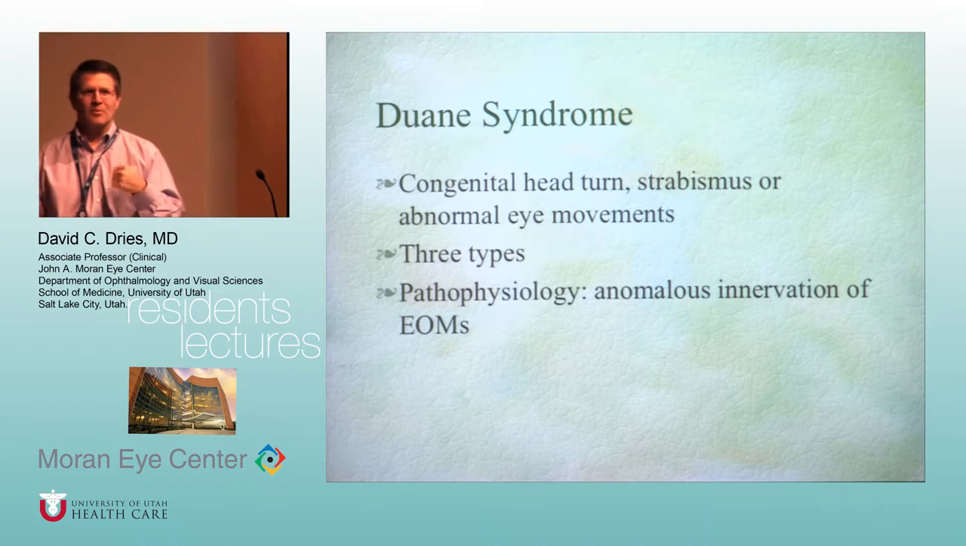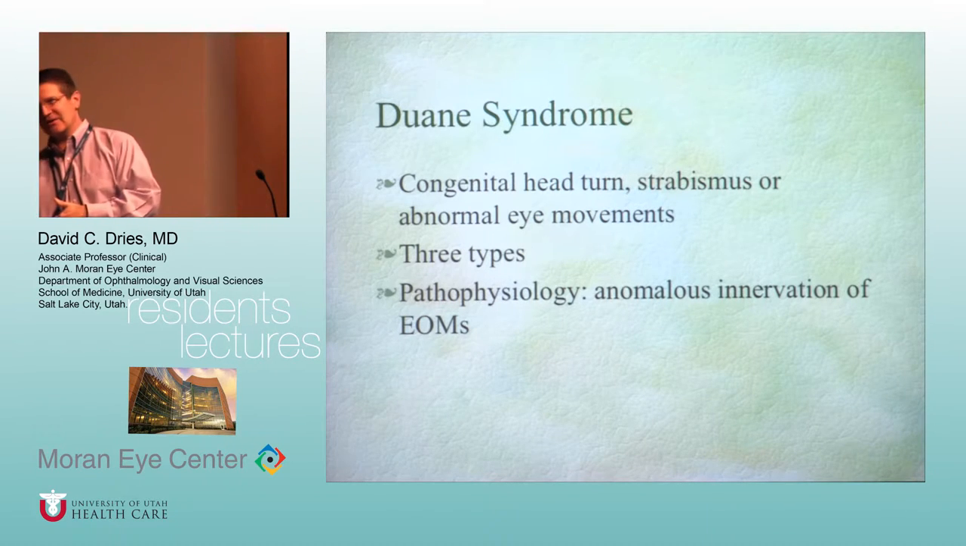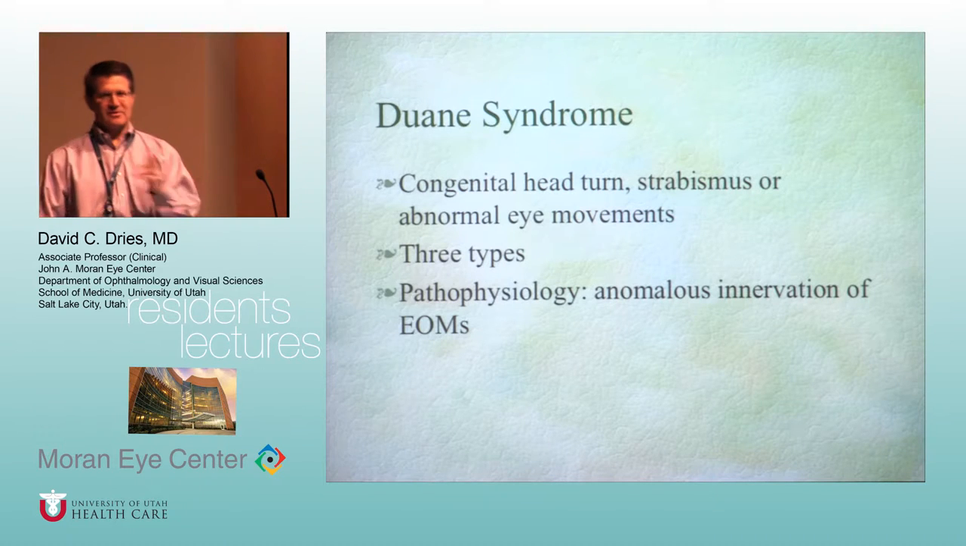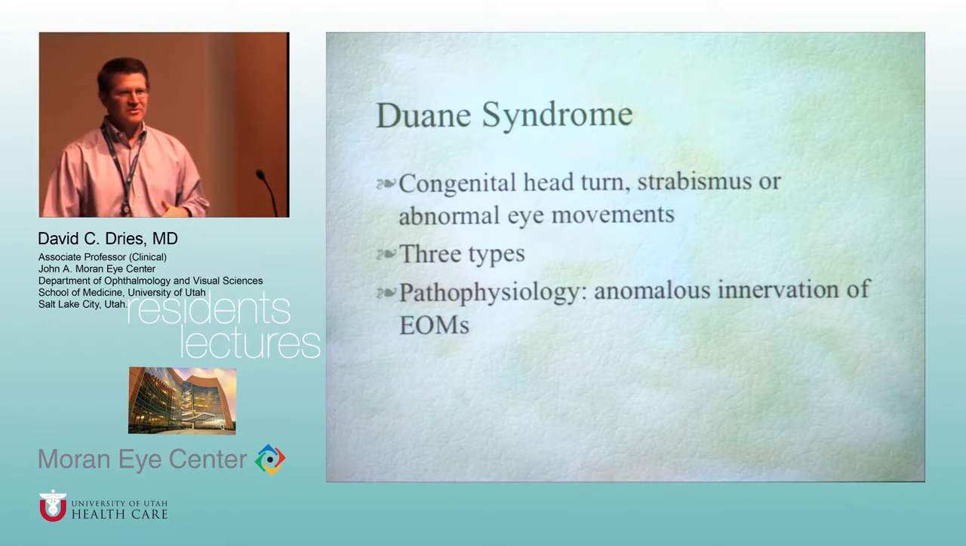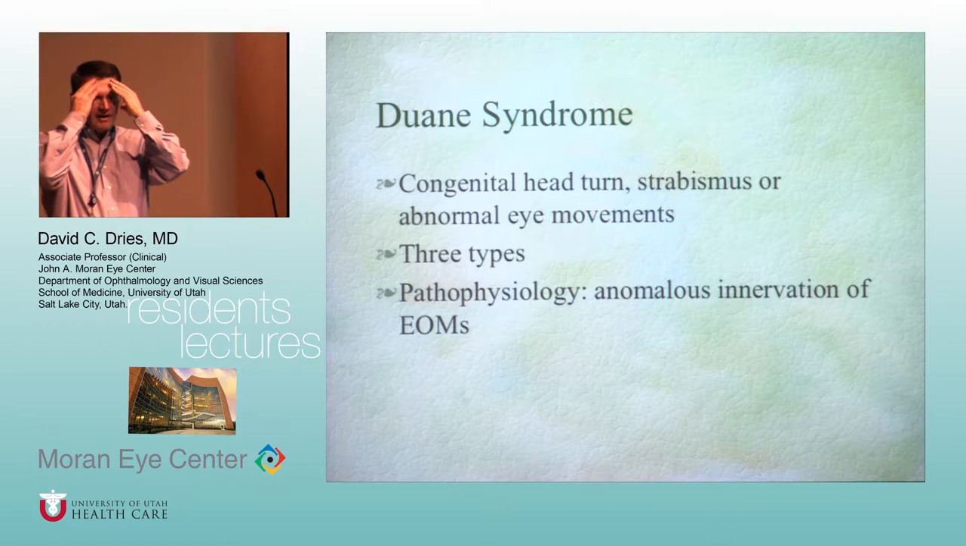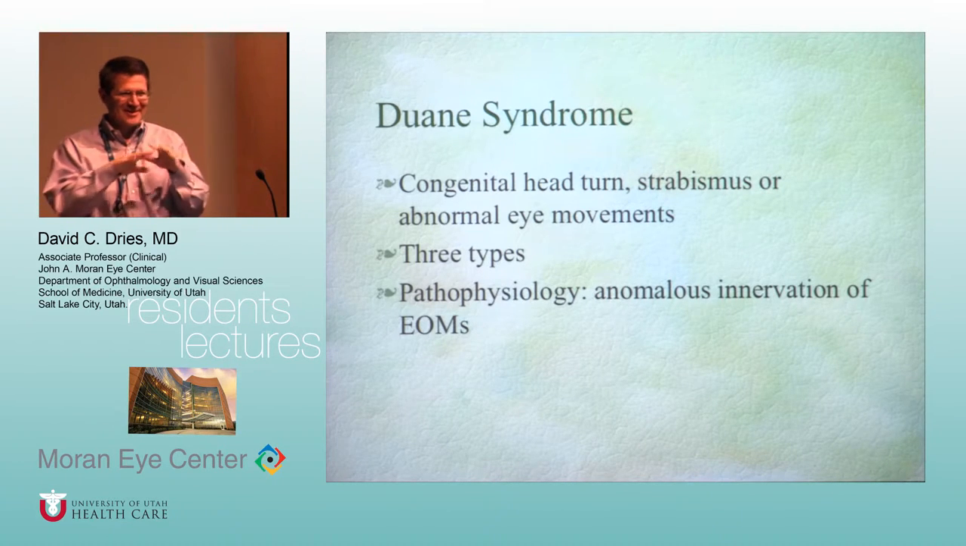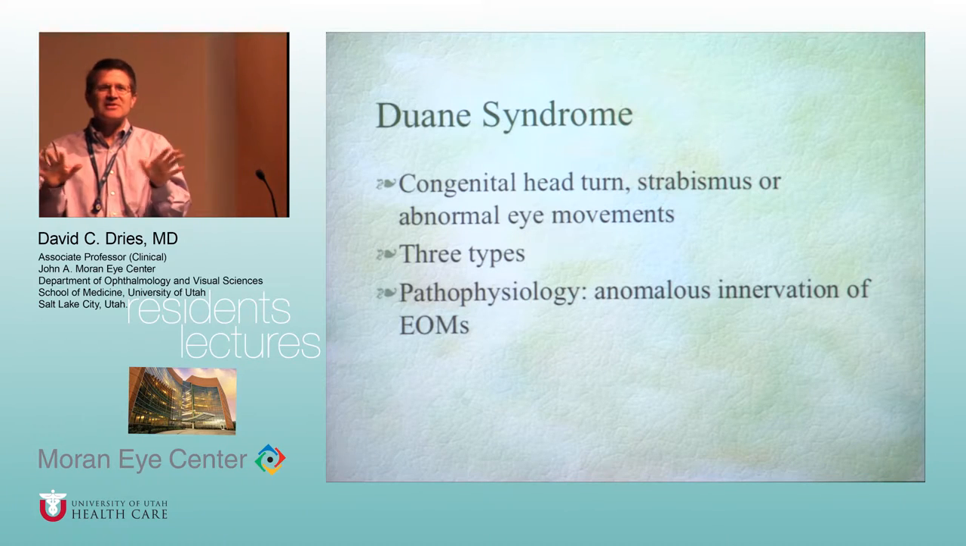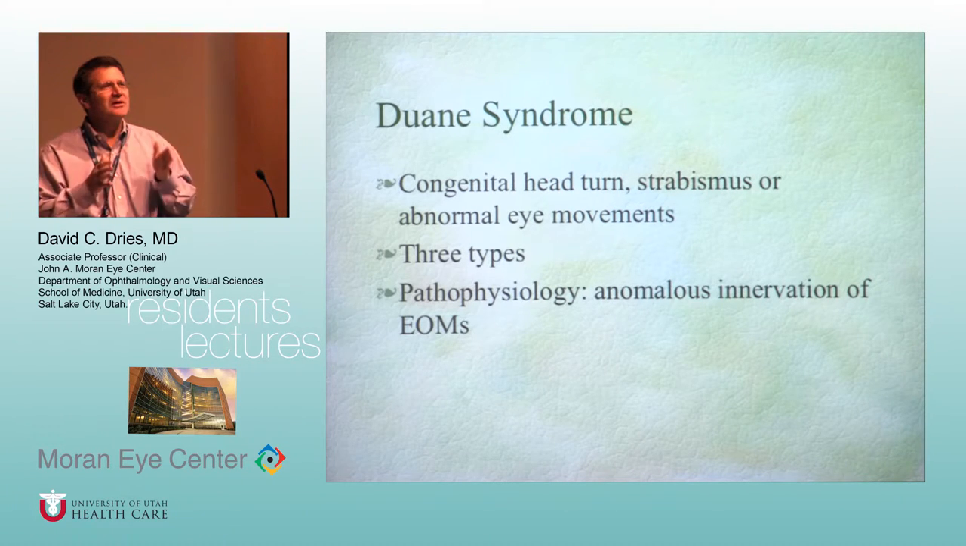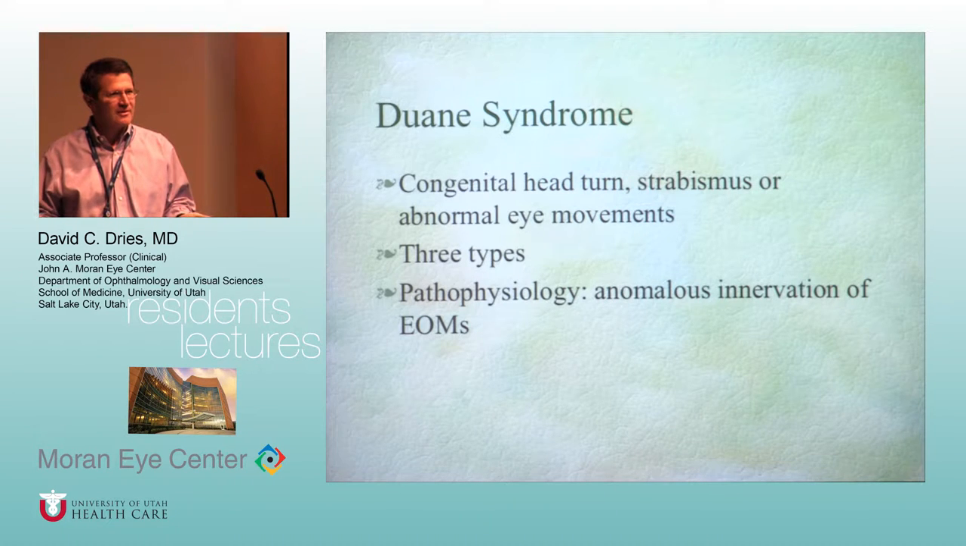So you're going to read about type 1 and type 2 and type 3 and less abduction, less adduction. They're exotropic, they're esotropic, they have upshoots and downshoots. And you're just going to be like, okay, I just want to read about retina. But this is easy, actually. It's the co-contraction of the lateral and medial rectus that unifies all of Duane syndrome.